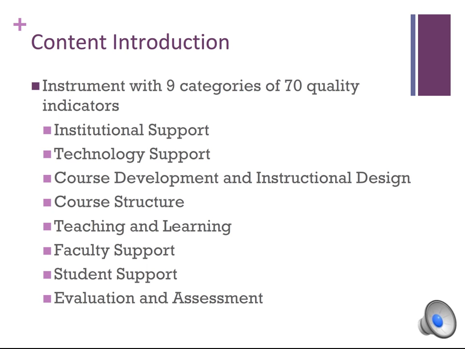The result of this process is an instrument or a rubric with 9 different areas of quality for a total of 70 quality indicators. The categories are institutional support, technology support, course development and instructional design, course structure, teaching and learning, faculty support, student support, and evaluation and assessment.